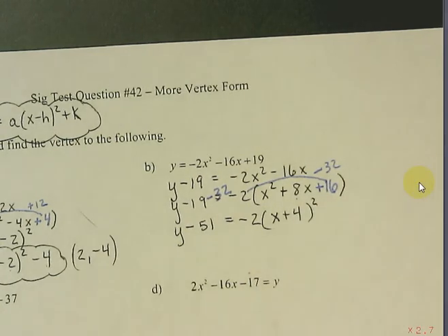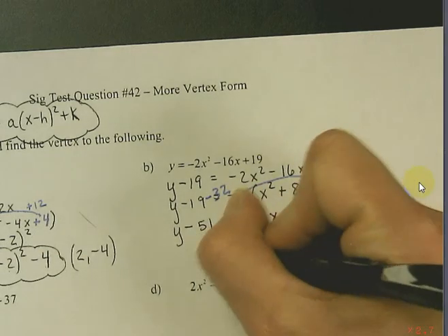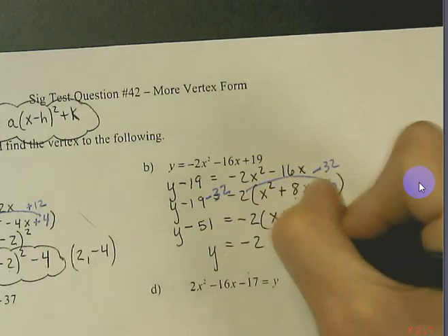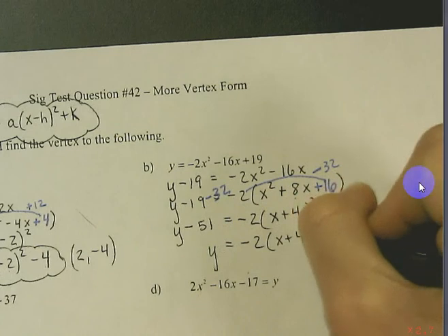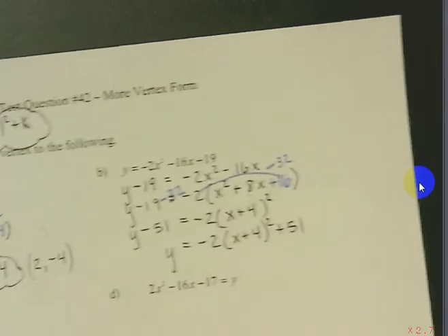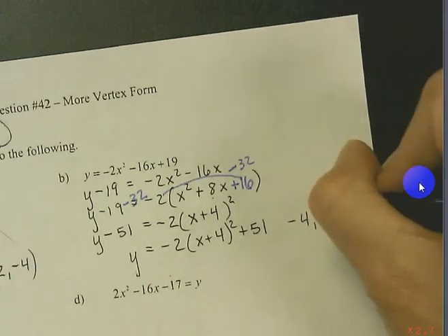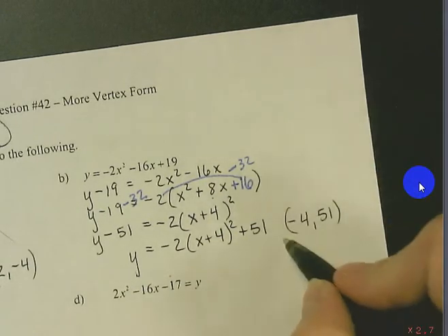And remember, our goal is to get y by itself, so the last step is to add 51. So we get negative 2 times x plus 4 squared plus 51, which makes our vertex negative 4, positive 51. That's our vertex.